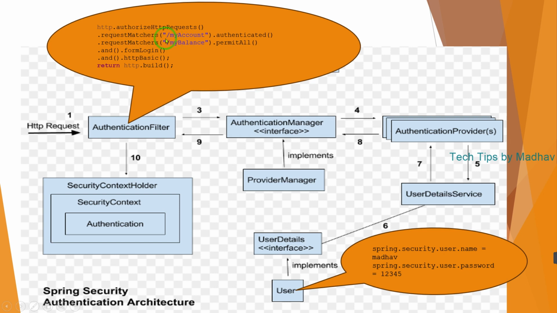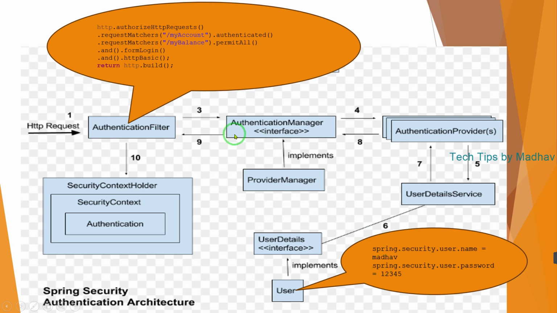If you see here, my account, what I'm telling the authentication filter is that if any user calls this endpoint, it should be authenticated. And my balance, I'm not expecting any authentication. It can be called by anyone. And this is the registered user I'm telling. Only Madhu is allowed as per this example. So this application can be called only by Madhu with the password 12345. So this is the registered information.